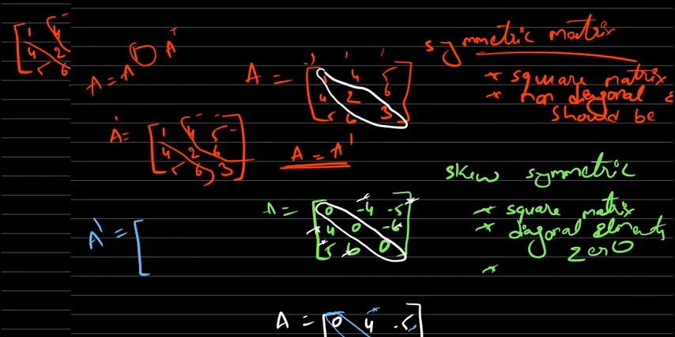You start from here: 0, 4, 5; minus 4, 0, 6; minus 5, minus 6, 0. You can see the diagonal elements, however, will be the same, but the non-diagonal elements have interchanged their place.